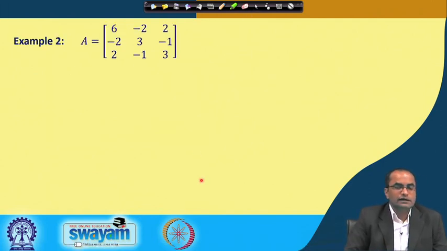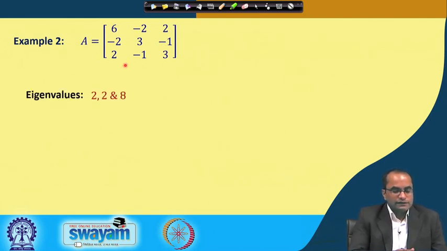Here is another example of a 3 by 3 matrix: 6, -2, 2, then -2, 3, -1, and 2, -1, 3. For this matrix also, if you want to check whether it can be diagonalized or not, and what will be the diagonal matrix, what will be the model matrix, for that we need to compute the eigenvalues. The eigenvalues for this matrix will be coming 2, 2 and 8.